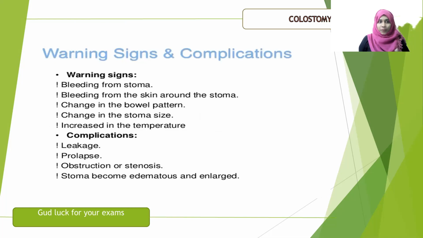So, warning signs and complications. The warning signs and complications include bleeding from the stoma, bleeding from the skin, change in bowel pattern, change in the stoma size, increase in temperature. And the most common complications include leakage, prolapse, obstruction, stenosis, and the stoma becoming edematous and enlarged.